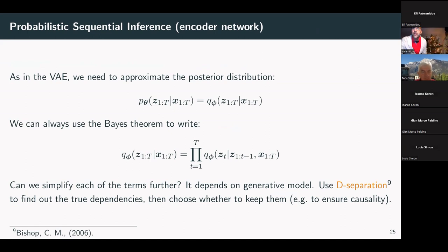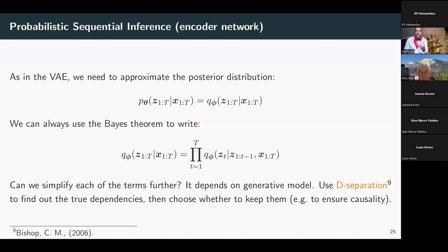Yes. This distribution here depends on past and future observations, right? 1 to capital T. So this means that your inference model has to see the entire sequence to actually estimate the posterior distribution. This is bad, for instance, in tracking, right? If you have the entire sequence, then it's much easier. But most of the time you want online tracking, in the sense that at time T you want to have a decision at time T. You don't want to wait until the end of the sequence to take a decision, right? So causality is meant in that sense.